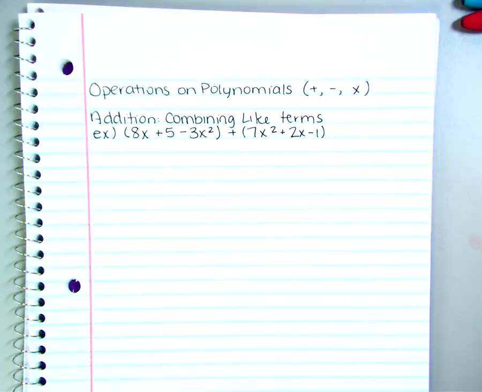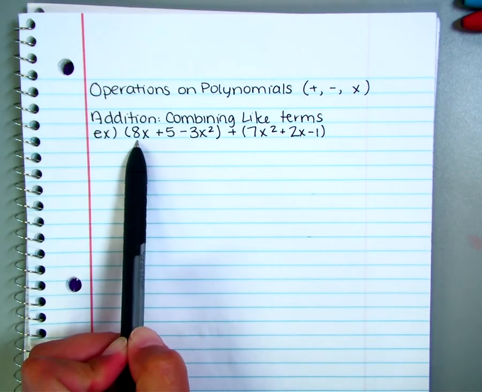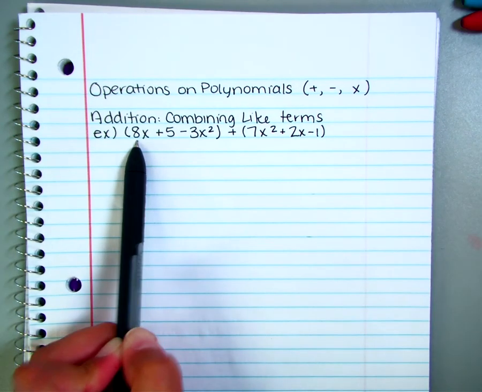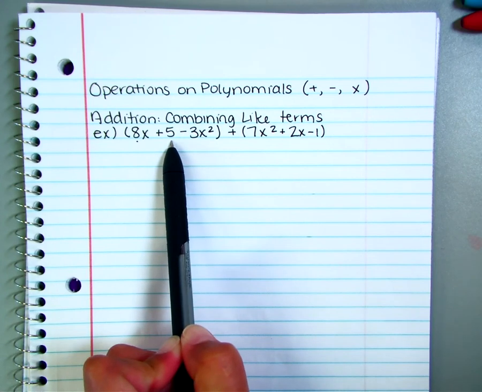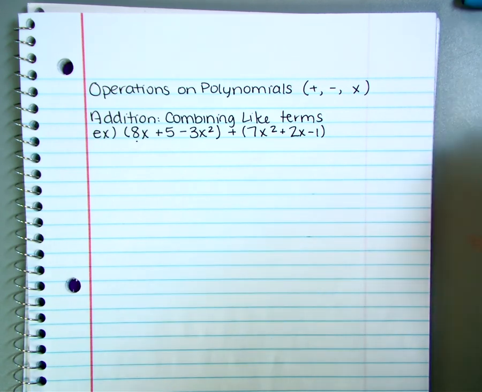Now, just quick review, remember that a number in front of a variable is called a coefficient. And if you've got a number and it doesn't have a variable attached to it, we call that a constant. The variable is what makes it a like term. So I'm going to go through, I'm going to color code, and I'm going to underline all of the terms that have the same variable.